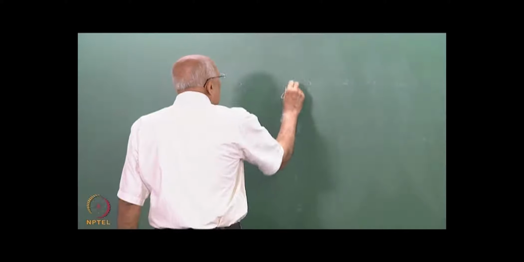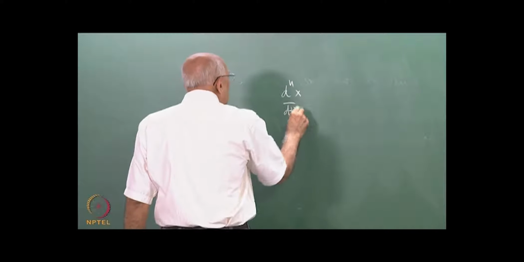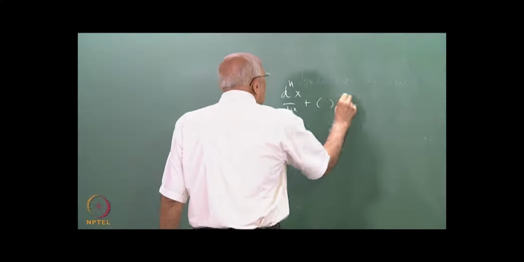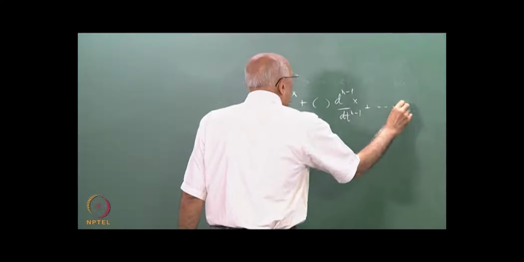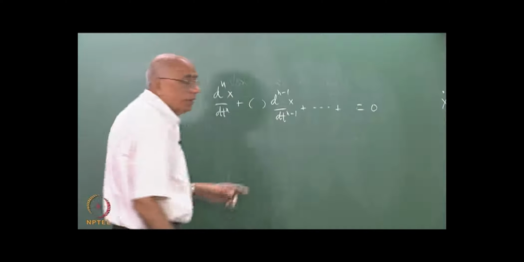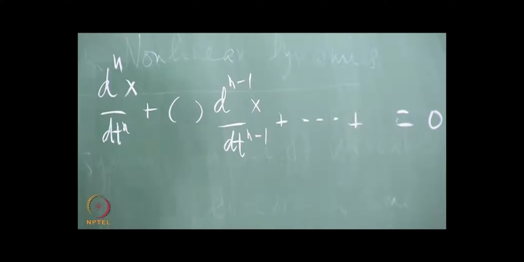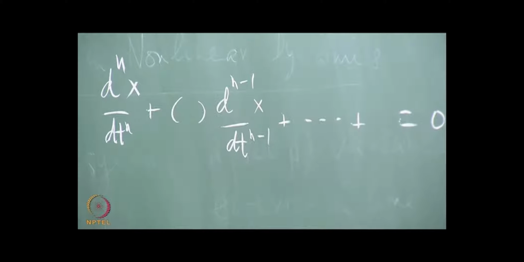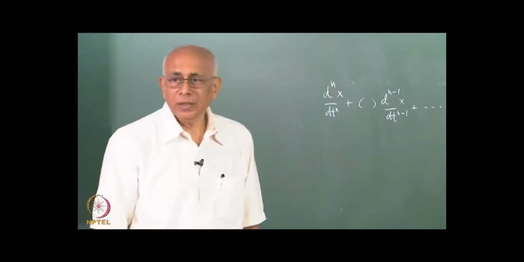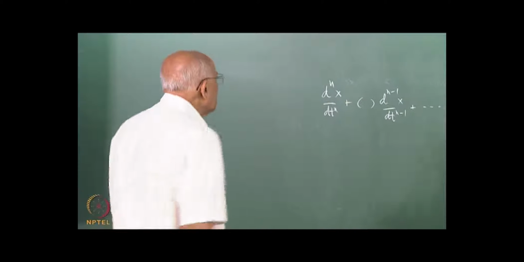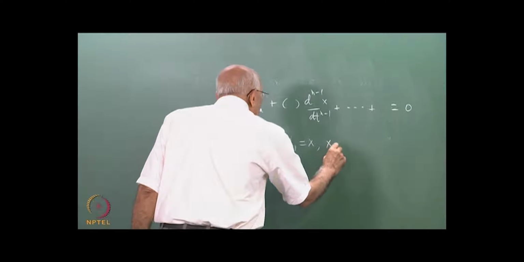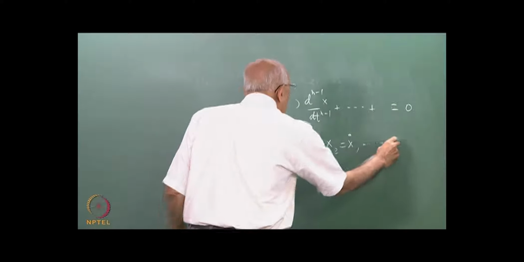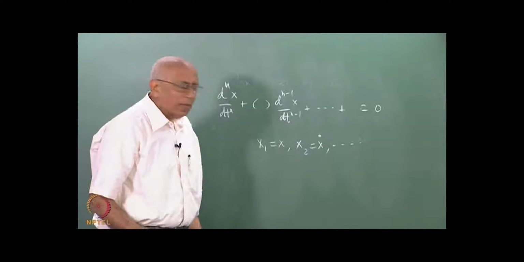For instance, suppose you had an equation in one variable which looked like d^n x over dt^n plus some coefficient times the n minus 1 derivative plus etc. equal to 0. Then this nth order equation in a single variable x can indeed be converted to a set of n differential equations, each of which is first order, by simply doing the following: define x1 equal to x, x2 equal to x dot, and so on all the way down, and xn.